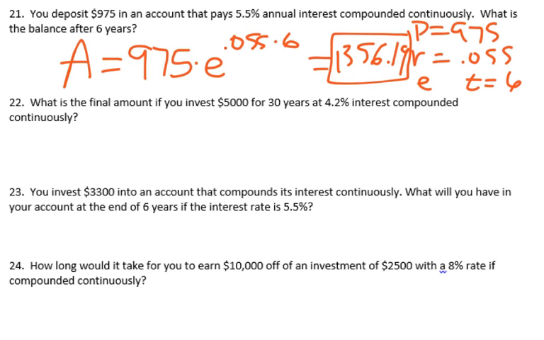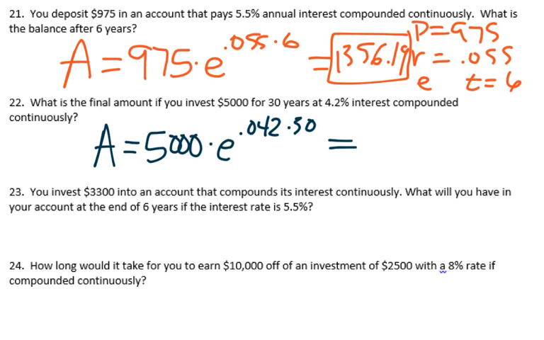Okay, 22. What is the final amount if you invest 5,000 for 30 years at 4.2% interest compounded continuously? So 5,000 times E to the 0.042 times 30. Okay, so this is over a large amount of time, isn't it? And we end up with 17,627. So after 30 years, you'll triple your money for just sitting in the bank, which is not too shabby, is it?